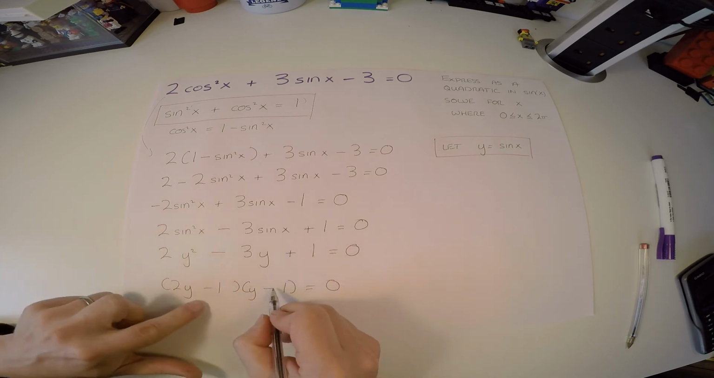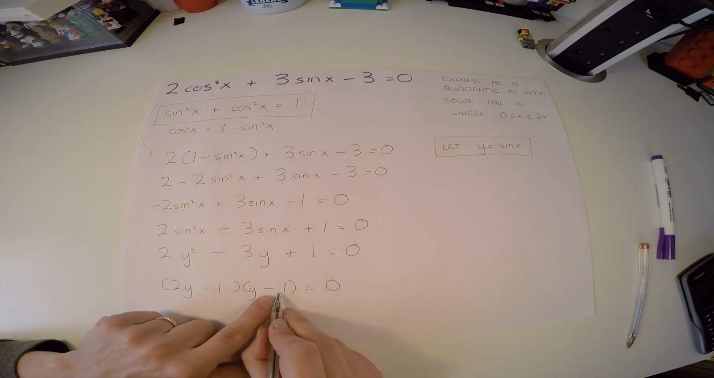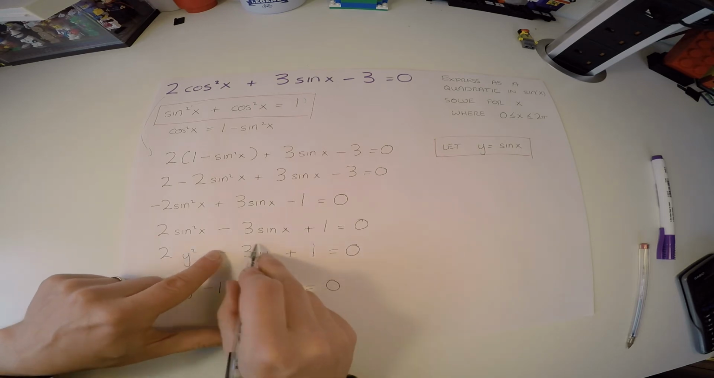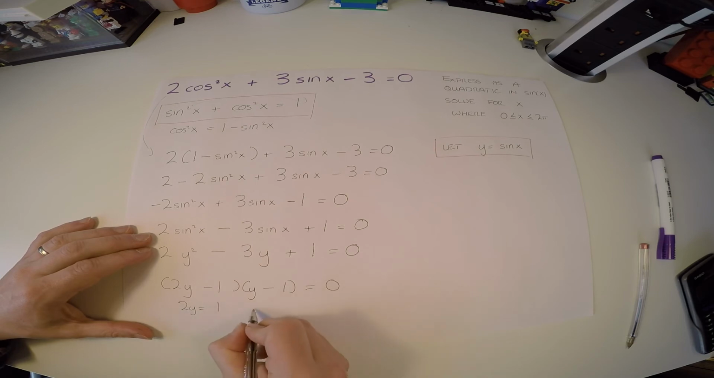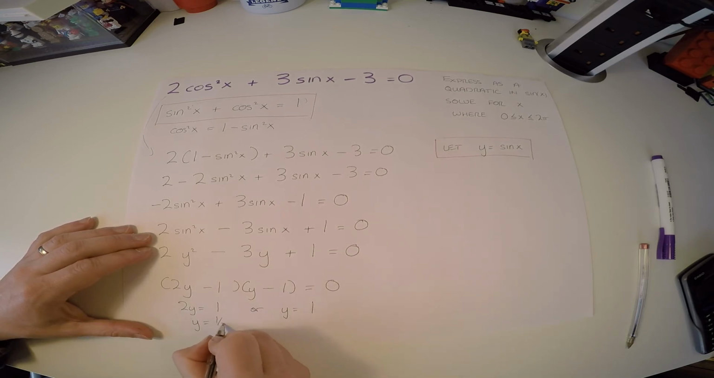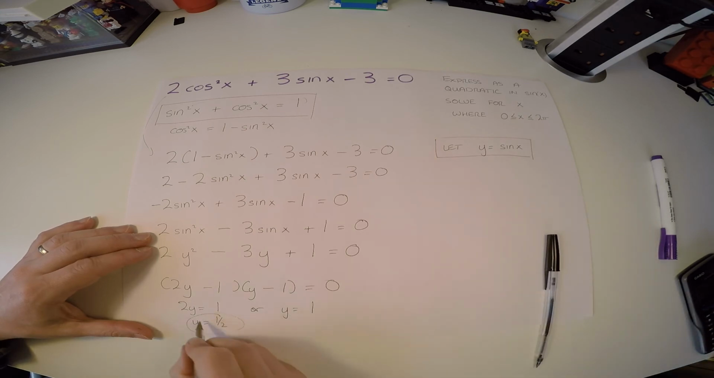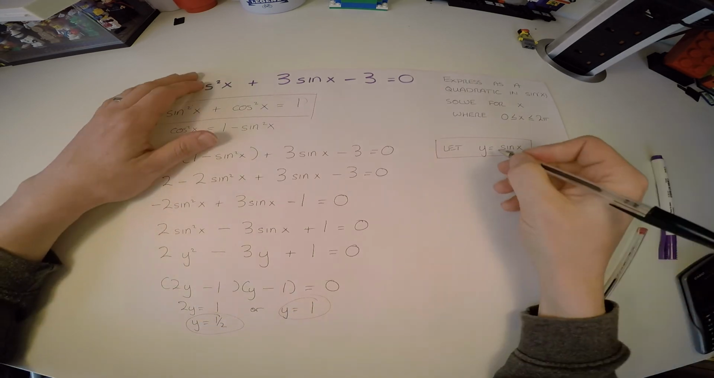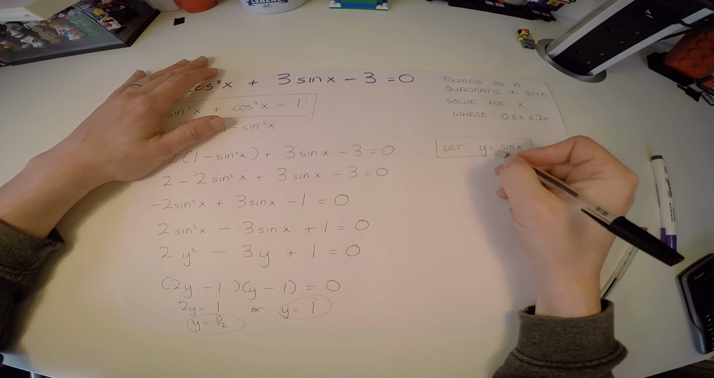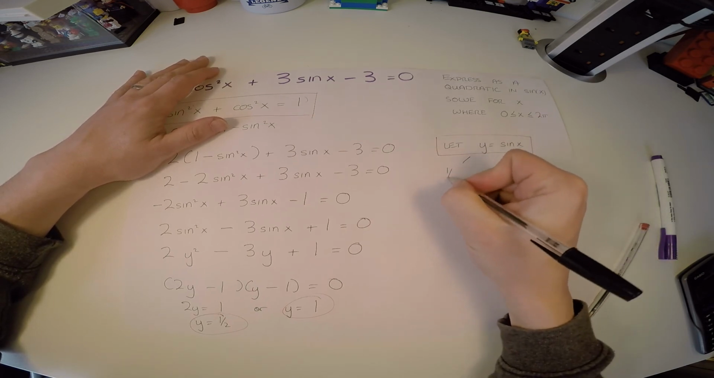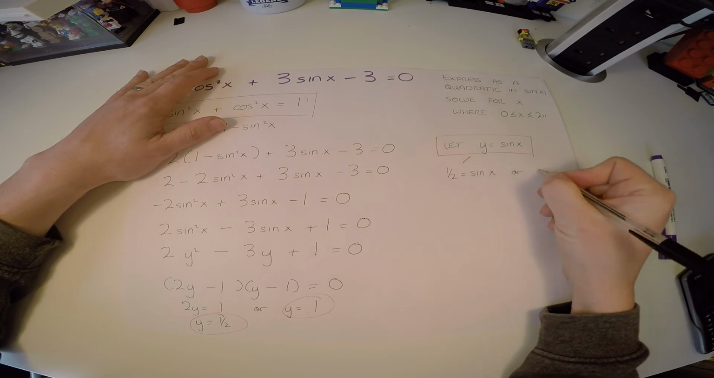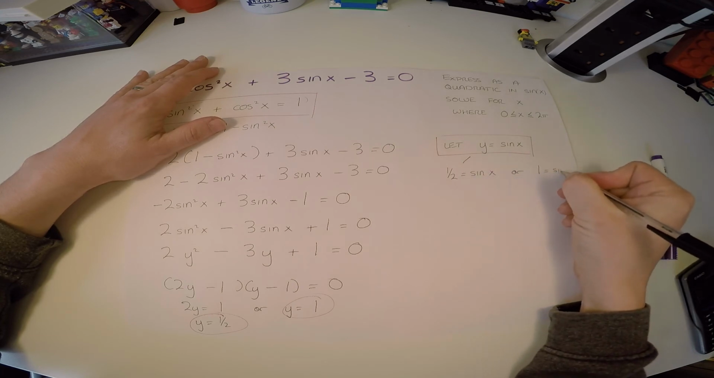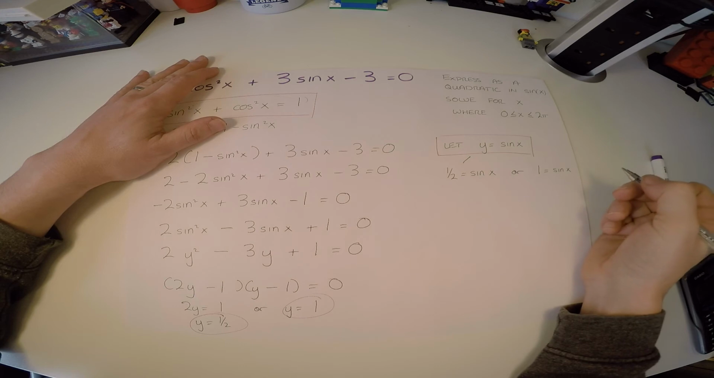The factors of this: minus 1, 2y times minus 1 is minus 2y, minus y, that gives us our minus 3y in the middle. So we see that either 2y is equal to 1 or y is equal to 1, and of course that means y is equal to a half. So I have these two values for y, but of course I have to put them in here. So y is either a half, equal to sine x, or 1 is equal to sine x.